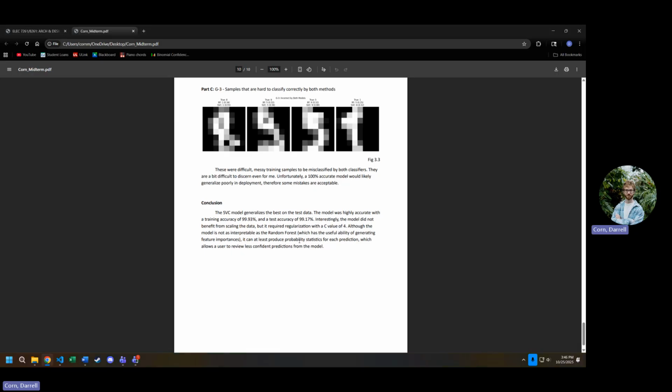But the support vector classifier does have the ability to at least generate probability statistics for each prediction, which can also be useful if the user wants to review less confident predictions.